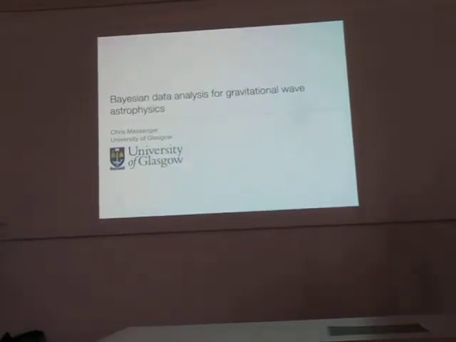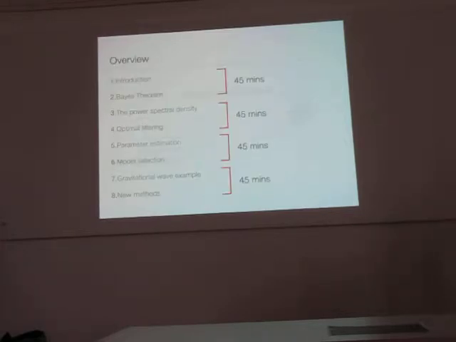So I'm going to be talking about Bayesian data analysis for gravitational wave astrophysics, although there's not super amounts of actual physics in this. This is data analysis, right? I'll be making mentions of gravitational wave aspects of this, but it should all be applicable to lots of different areas of data analysis rather than just gravitational waves. Let's get moving through here.